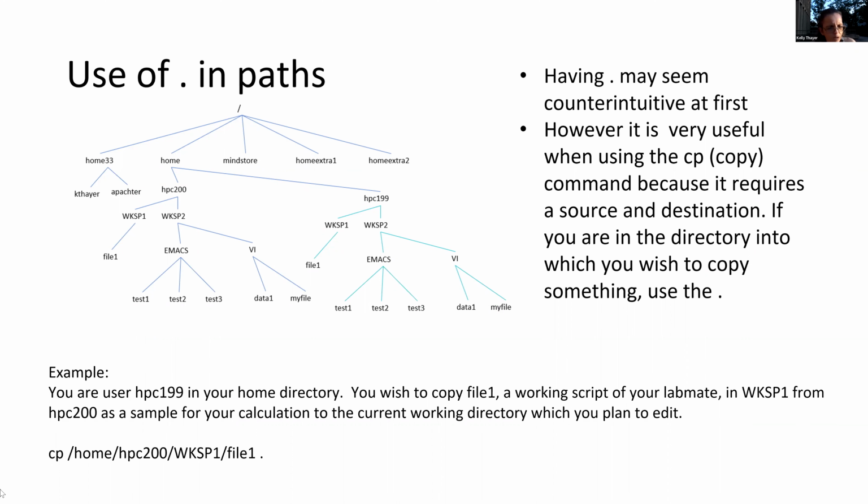So here's some example. Your user is HPC 199 in the home directory. So you're sitting in here and you wish to copy file 1, a working script from your lab mate, and workshop 1 from HPC 200 is a sample for your calculation to the current working directory which you plan to edit. So this is a typical scenario when you are working in a lab or doing some sample problems. You want to copy something and then you want to work with that file. So you cannot read and write something that's in somebody else's directories because they own it. So you would wish to copy it to your own local directory and then go from there.